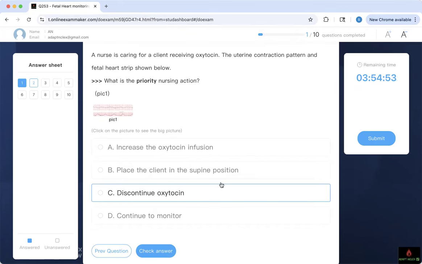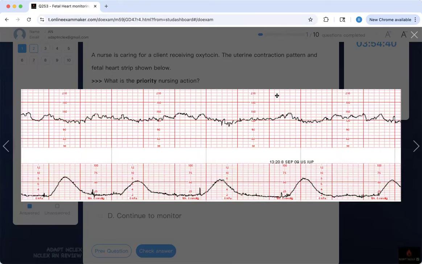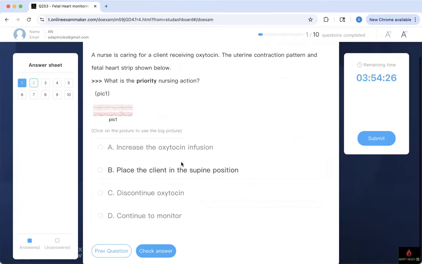What would you do? First, go for the buzzword. It's a priority nursing action. They've told you about the uterine contraction, so everything is in the image. That's all you need. Now go to the image and read the image. Every time you see an image, what would you do? So this is the image. The top one is the baby, and the lower one is the mother. Take a picture of it, look at it carefully, and then look at the answer choices. Which one would you pick?